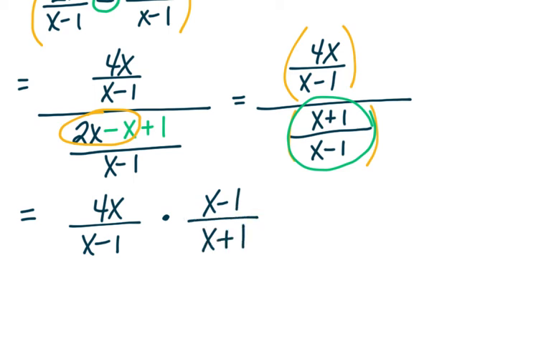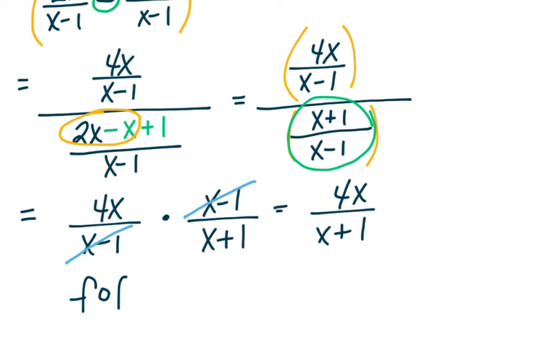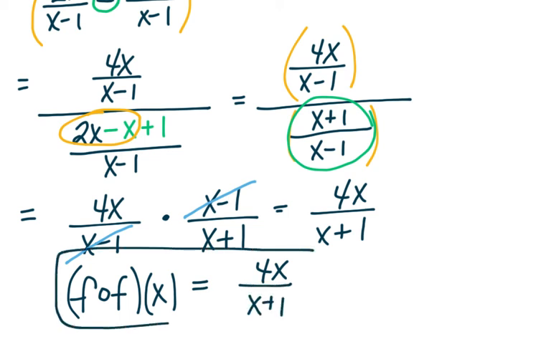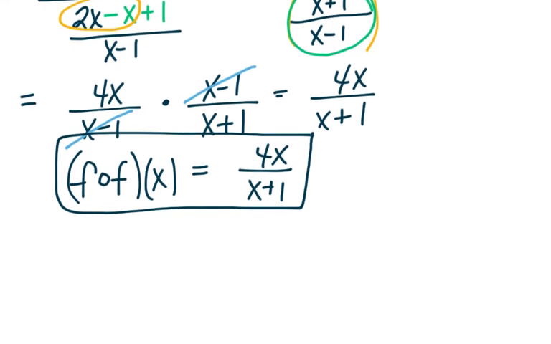Now we can do some simplification. Since we have multiplication, we have an x minus 1 that will divide out with this x minus 1 on top. And now we're left with 4x divided by x plus 1. That was a long one. Okay, so we just found f of x, and it's equal to 4x divided by x plus 1. That's our simplified composite function. Whew. All right, so moving on to domain.